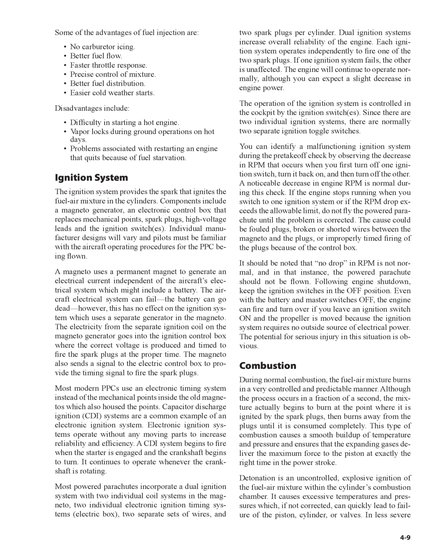The electricity from the separate ignition coil on the magneto generator goes into the ignition control box, where the correct voltage is produced in time to fire the spark plugs at the proper time. The magneto also sends a signal to the electric control box to provide the timing signal to fire the spark plugs. Most modern PPCs use an electronic timing system instead of the mechanical points inside the old magnetos, which also housed the points. Capacitor discharge ignition (CDI) systems are a common example of an electronic ignition system.